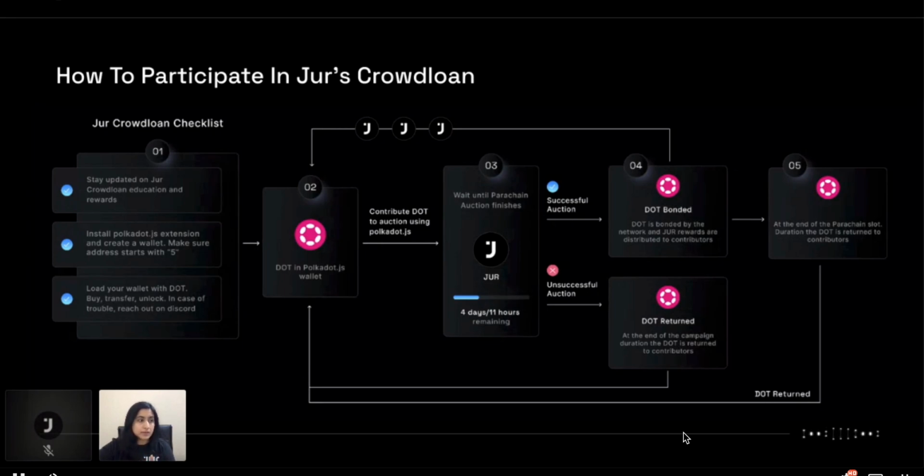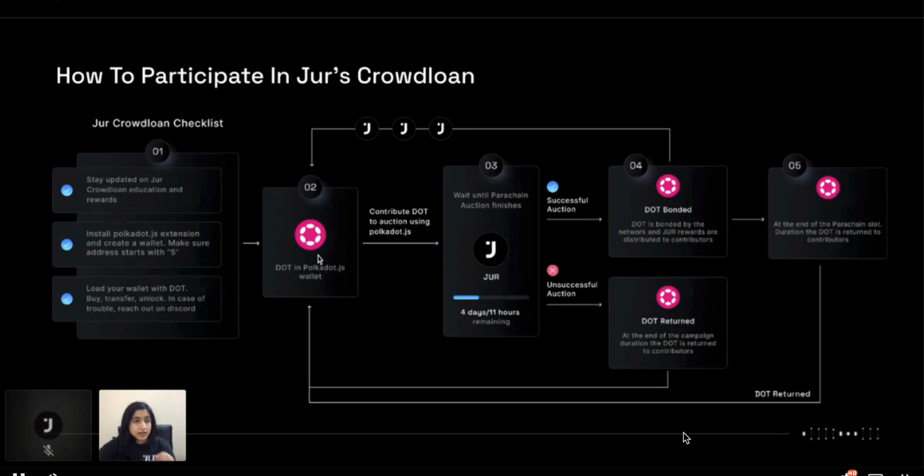Or if you have locked your DOT in some other project within the community, then this would be the perfect time to go and unlock your tokens. It takes about 28 days in Polkadot to unlock tokens. So feel free to go ahead and do that. And in case you have any trouble, always reach out to us on Discord. We'll help you through that.